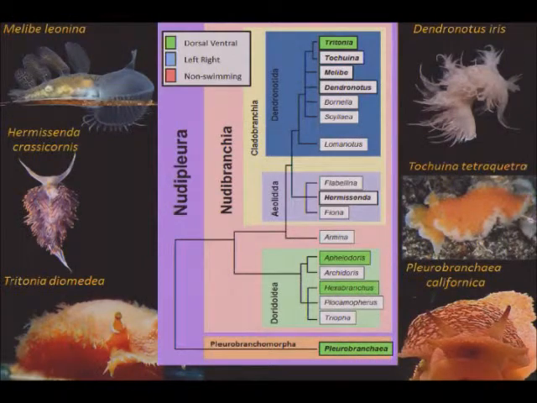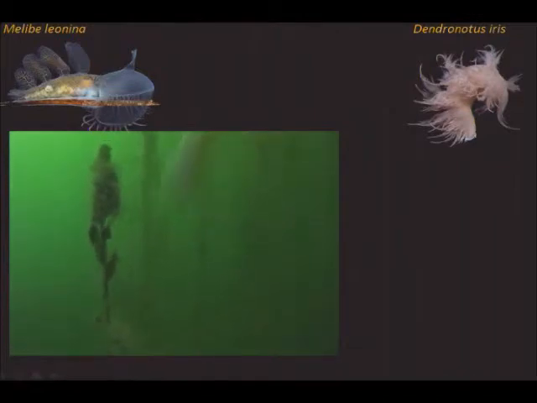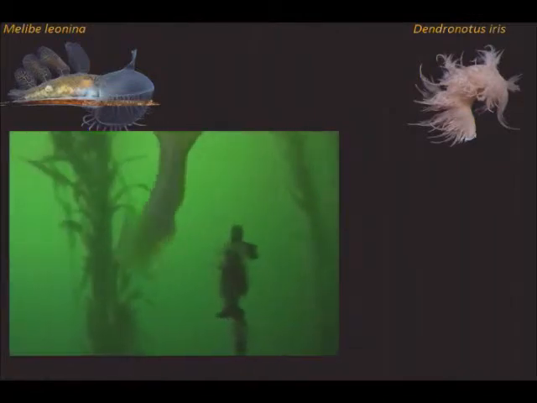Okay, so Tritonia and Pluribranchia swim with this dorsal ventral body flexion. Melibe, Dendronotis, and Hermissenda all use this left-right flexion. And let me show you. Oh, and these other species also use left-right body flexions, including one of the dorids. So here's a movie that I got off of YouTube showing Melibe flexing from side to side.